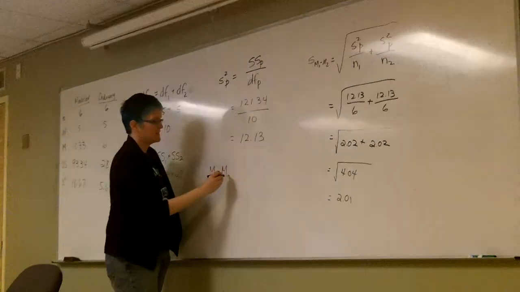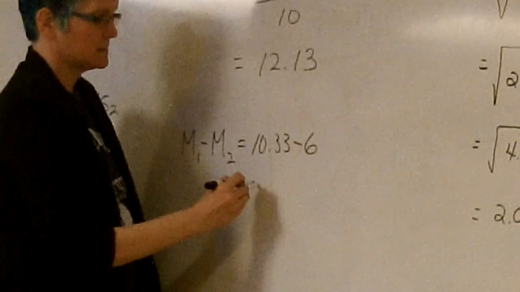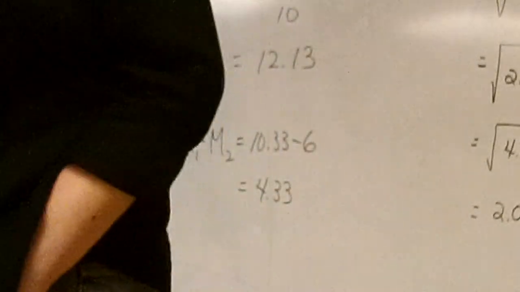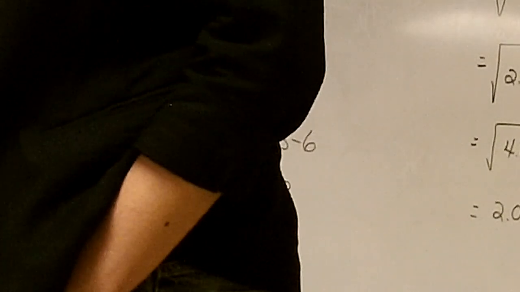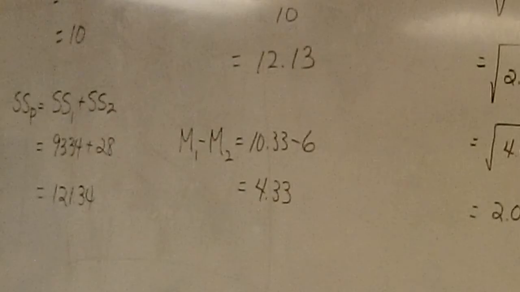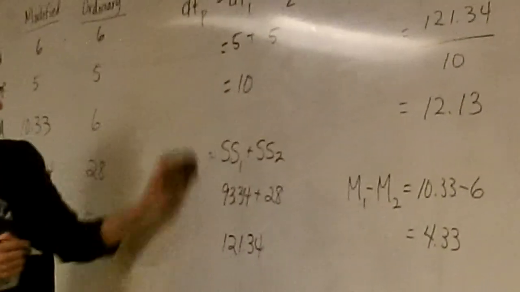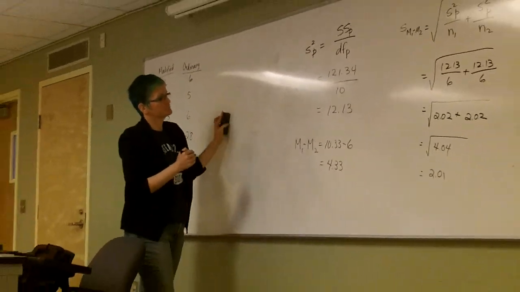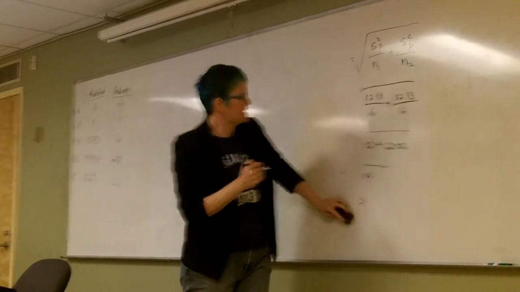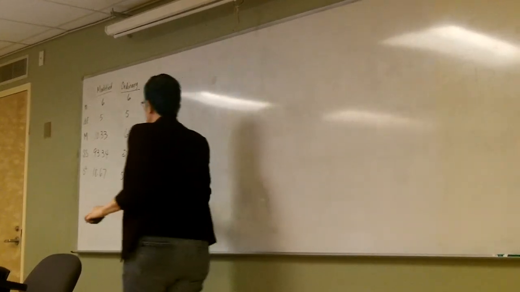So mean for group 1 minus the mean for group 2 is going to be 10.33 minus 6, which is? 4.33. Okay. So is everybody okay with where all of those numbers came from up to this point? I'm going to erase a few so I can reclaim some board space. All right, so now we've calculated the difference in our two means. We've calculated the estimated standard error for the pooled scores.